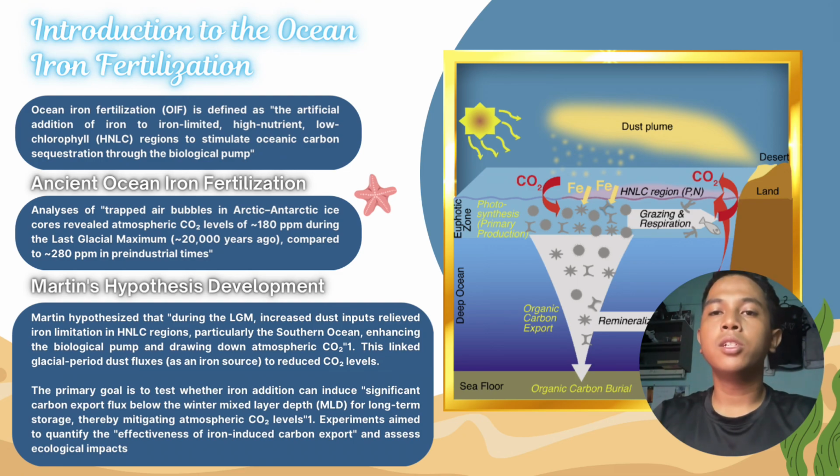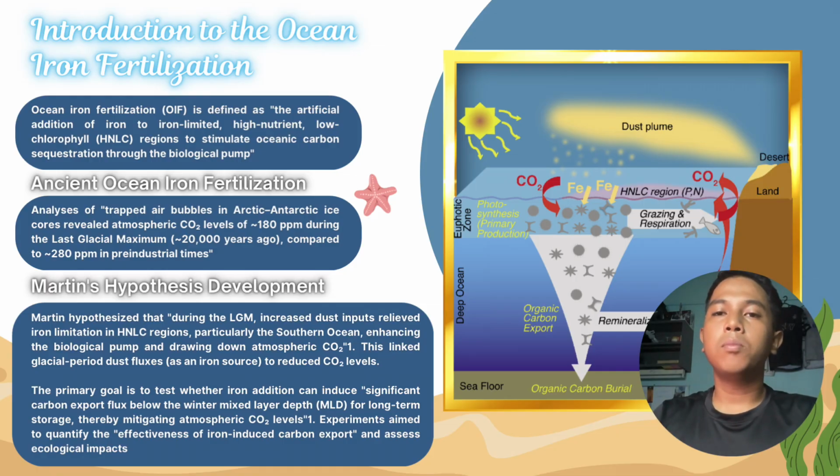Next, ancient ocean iron fertilization. Analysis of trapped air bubbles in Arctic and Antarctic ice cores has revealed significant insight into past climate conditions. During the last glacial maximum around 20,000 years ago, atmospheric carbon dioxide levels were approximately 180 parts per million. This is considerably lower than the pre-industrial level of about 280 ppm.